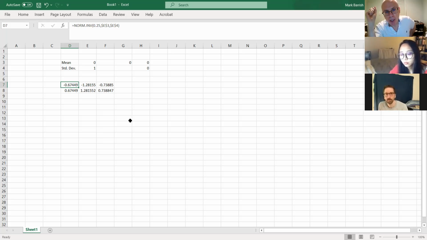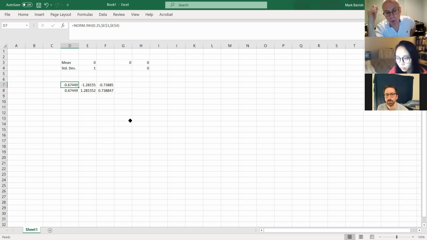So the first decile, which has 10% less than that, and the 9th decile, which means 90% less and 10% greater, are also symmetric because the two tails are equal to each other. Both tails are 10% of the curve. The first decile has 10% to its left. The 9th decile has 10% to its right.